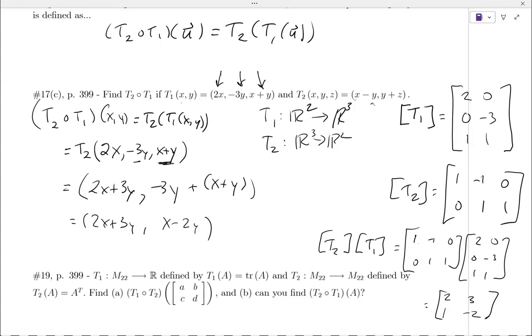Let's go back over here. Look at your composition. Your composition goes from what to what? What's your input space? Well, in this specific example, what's the input space? R2. What's the output space? So R2, right? So what size matrix do we end up with? 2 by 2. What is the matrix, reading it off from the function we found? 2, 3, 1, negative 2. Does that look familiar?